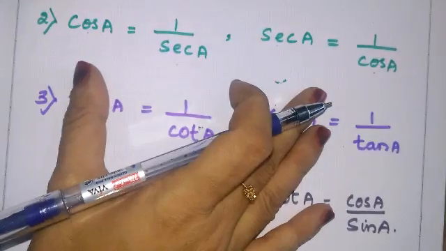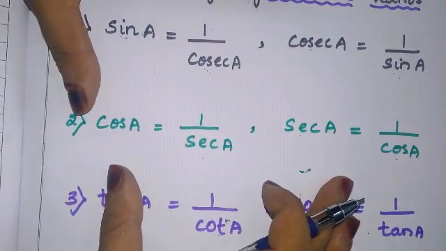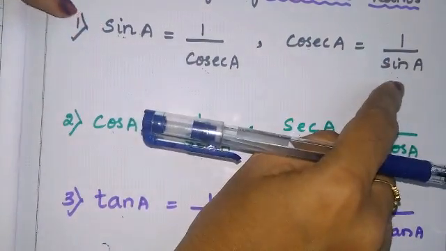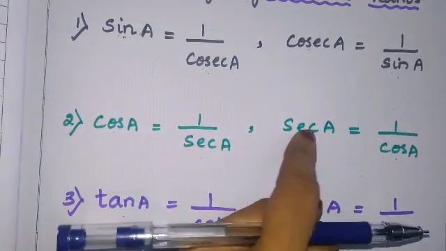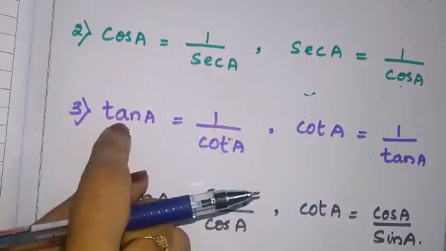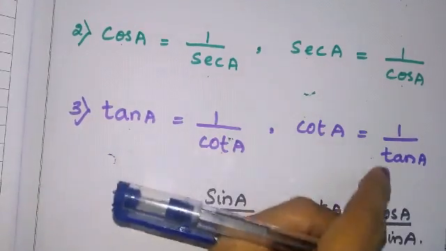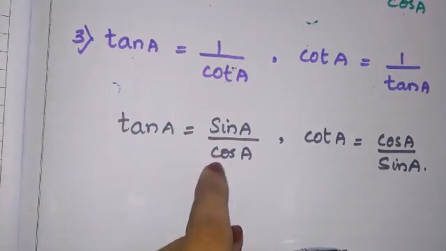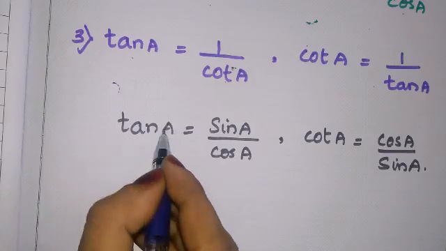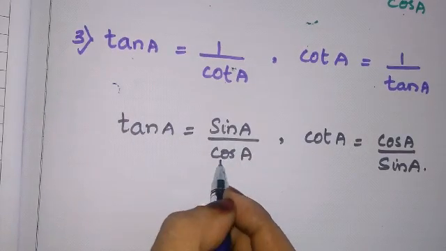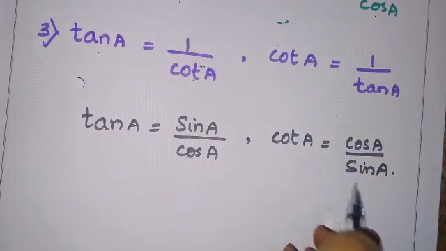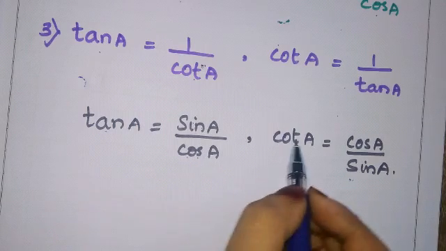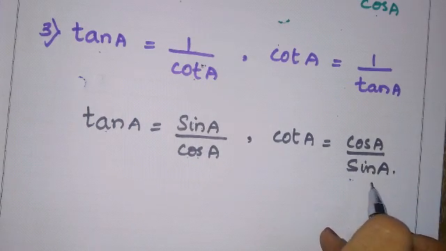See, this is nothing like a solution part. It is like a formula which you should remember. Sin means 1 upon cosec. Cosec means 1 upon sin. Cos means 1 upon sec. Sec means 1 upon cos. And tan is 1 upon cot, cot is 1 upon tan. Tan has one more form. Tan A is sin A upon cos A, and cot A is cos A upon sin A. This we should remember well.